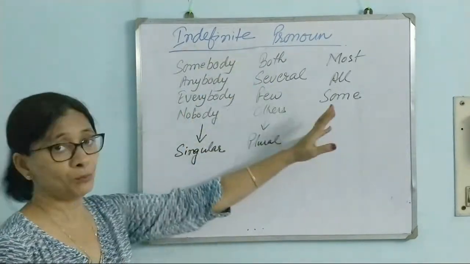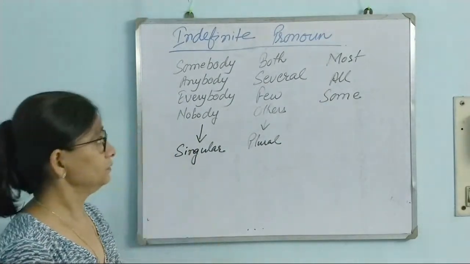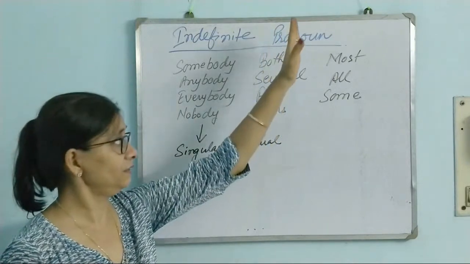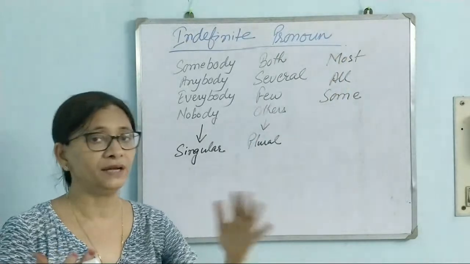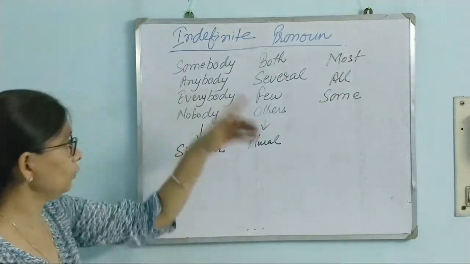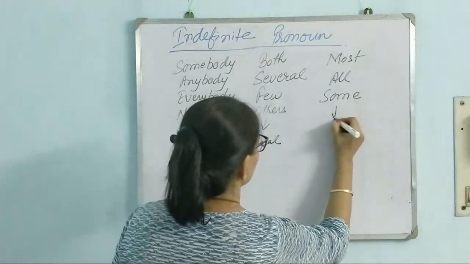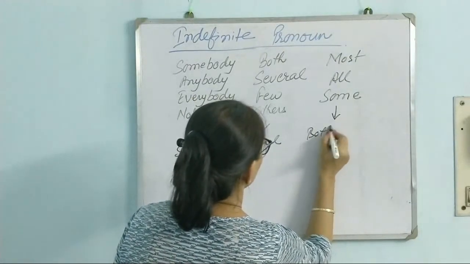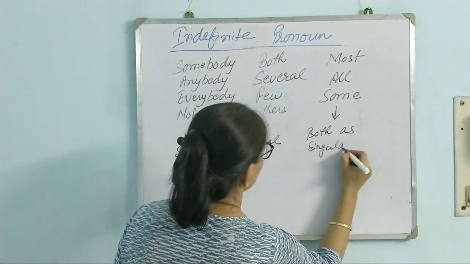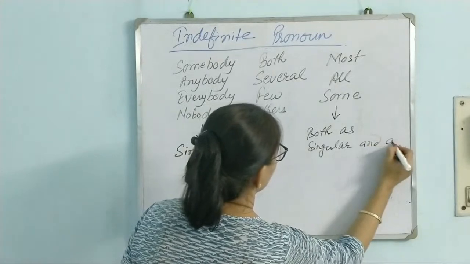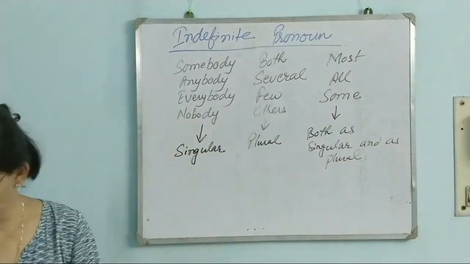So these are indefinite pronouns. Why indefinite? Because they do not definitely point out any person. That's why indefinite. Now let us quickly see some sentences of these words to understand when they are singular and when they are plural. So I hope you can write these if you want: both, as singular and as plural. You can write these words quickly.